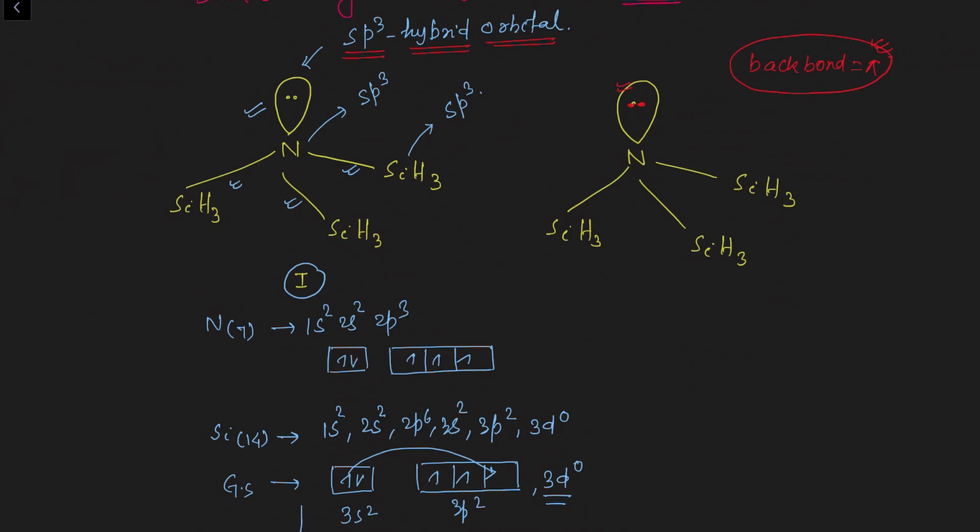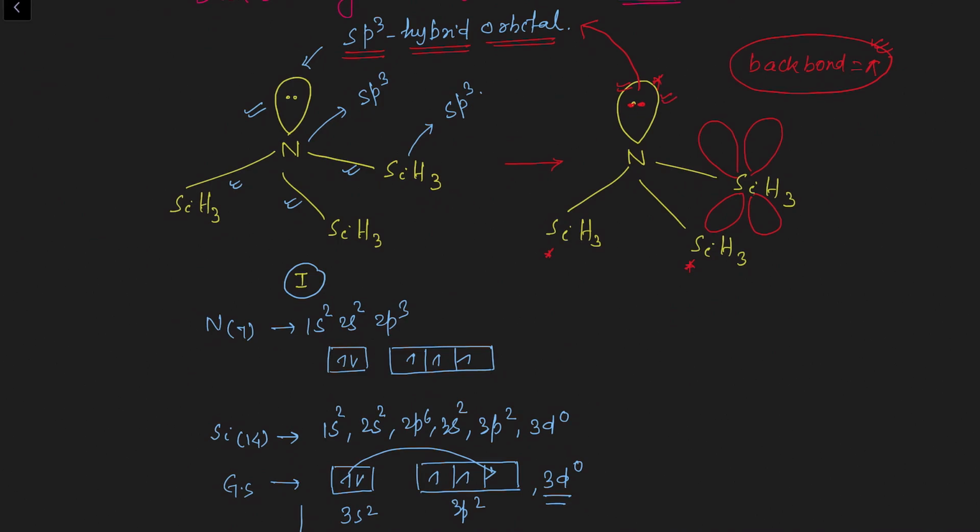So what will nitrogen do now? Try to understand the condition of this nitrogen in trisilylamine when it is going to form back bonding with the silicon atom of the silyl group. Each silicon atom of the silyl group has an empty d orbital. This is the empty d orbital, the vacant d orbital. Now nitrogen wants to donate this lone pair of electrons to this vacant d orbital, but this lone pair is present in which orbital? The sp3 hybrid orbital. Then what will nitrogen do to bring this lone pair of electrons into a pure atomic orbital?